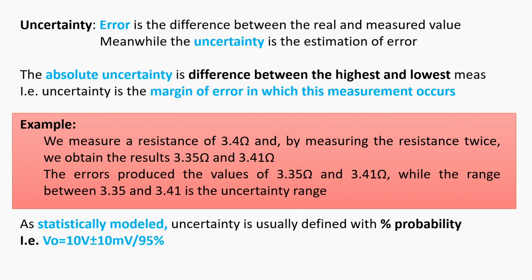As mentioned, we normally model this uncertainty statistically. So we define a probability to expect the amount of uncertainty. For example, if we have a measurement of 10 volts with 10 millivolts of uncertainty, we have to say that 90% of the times we will measure these 10 volts with an uncertainty of 10 millivolts in the measurement.